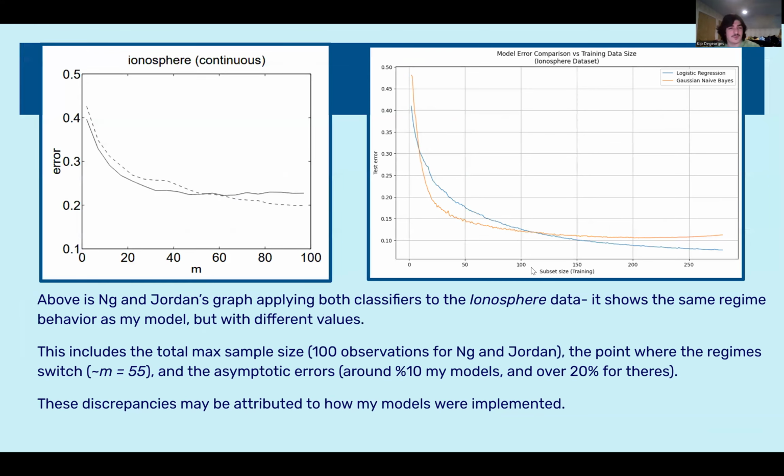But there were some statistical differences between my data and the paper's. They seem to use smaller sample sizes. Maybe they had a more aggressive train-test split. They also had the regime switch a lot earlier, around 50 samples, and a higher total error. And this just could be because of how my model is implemented. But I'm still very happy to see the two-regime switch.